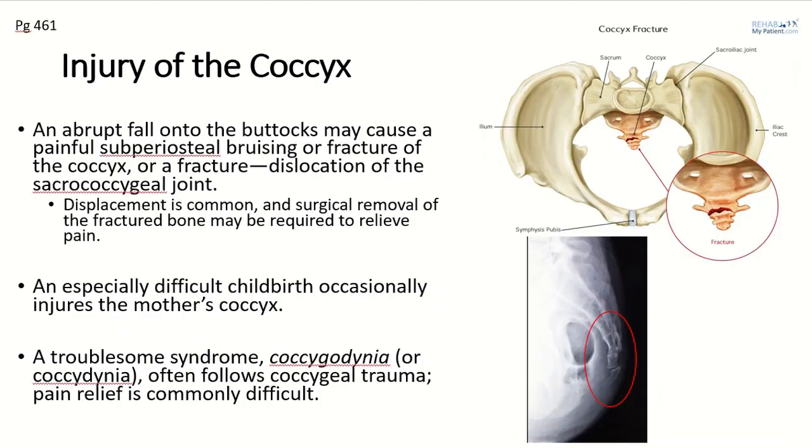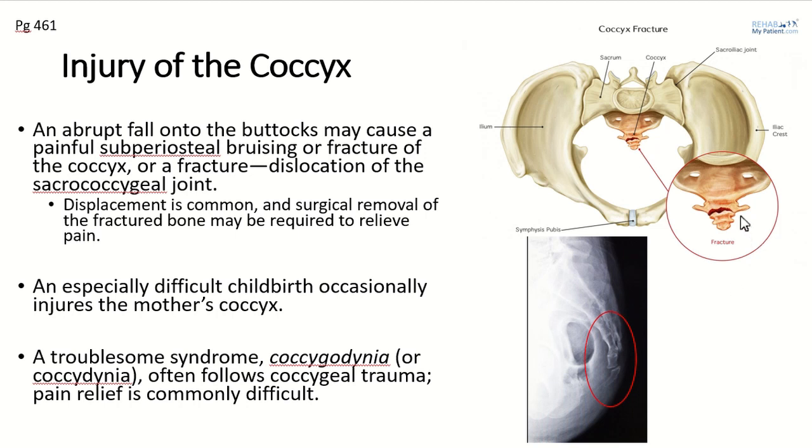Moving downwards to the very, very bottom of our spinal cord, we can talk about injuries to the coccyx. This can occur because of an abrupt fall onto the buttocks, which will cause a painful periosteal bruising or fracture of the coccyx, or a dislocation of the sacrococcygeal joint. Displacement is common, and actually surgical removal of the fractured bone may be required to relieve pain.